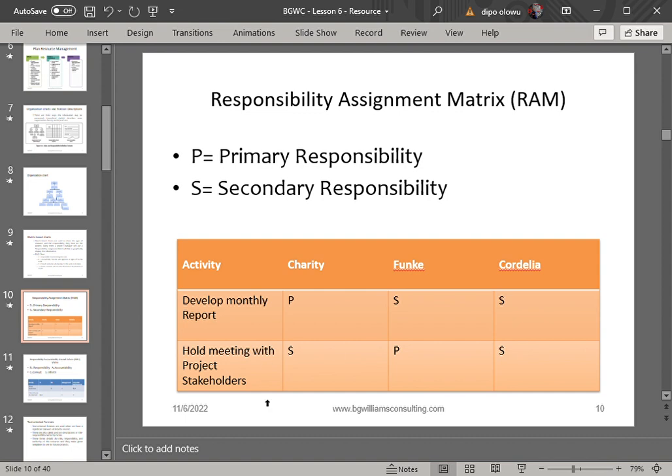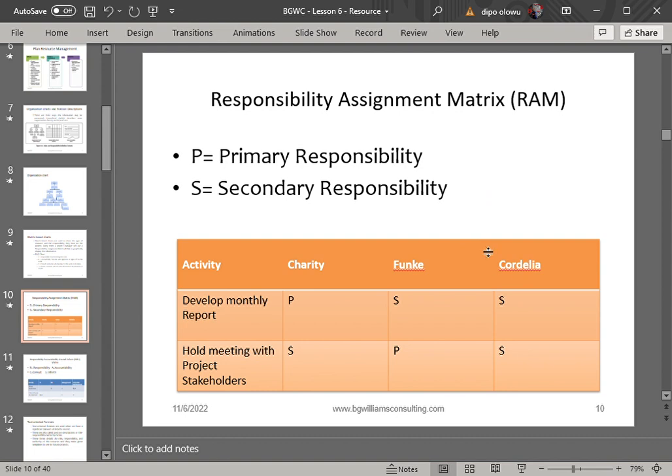So also in the case of holding meetings with project stakeholders, you can see that the person who is primarily responsible for that assignment is Funke, and every other person will join to ensure that in a situation where Funke is not available, they help carry out the task. So this is a sample of the matrix base.